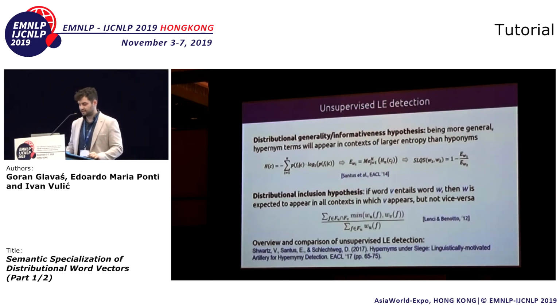The distributional inclusion hypothesis is somewhat related. It says that if you have a hyponym V and a hypernym W, then your hyponym is expected to appear in all the contexts in which your hypernym can appear, but not vice versa. So I can't put my hyponym into all the contexts where I have my hypernym, and basically we quantify that. For a detailed overview of unsupervised LE detection measures, you can take a look at this paper from EACL 2 years ago.